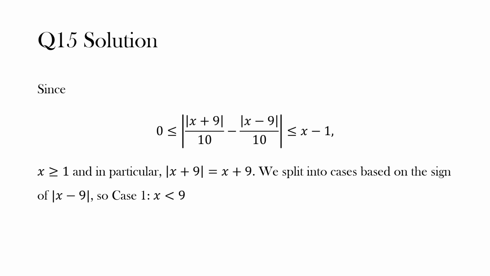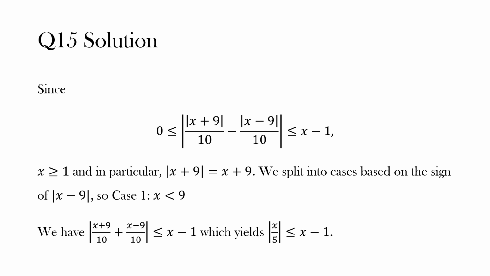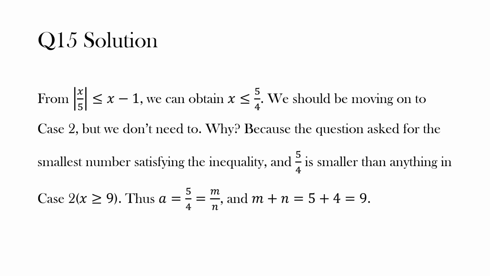Firstly, we take x less than 9. So the absolute value of x minus 9 is negative of x minus 9. But because there's a minus sign in front of the x minus 9 over 10, we can express this as plus x minus 9 over 10. We can simplify the expression inside the absolute value and we'll get x over 5. Because the absolute value of x over 5 is less than or equal to x minus 1, we can obtain x is less than or equal to 5 over 4.